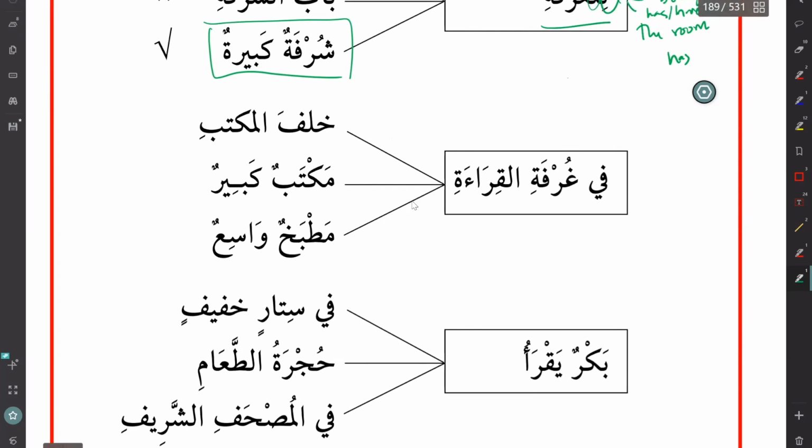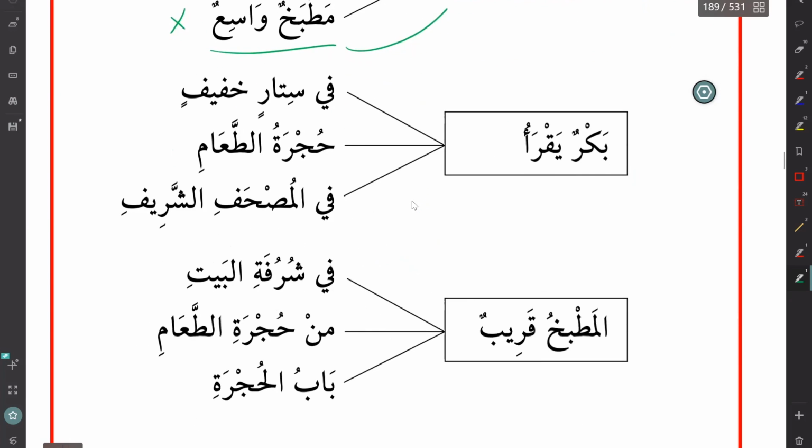The next one we have is في غرفة القراءة, in the reading room. We have خلف المكتب. Okay, it's not making sense, so this would be incorrect. Then we have maktabun kabirun. Okay, that makes sense because in the room there is a big desk. This one seems to be right. Next one, it says madbakhun wasi'un. Do we have a kitchen inside a reading room? Of course not. So this would be the wrong answer.